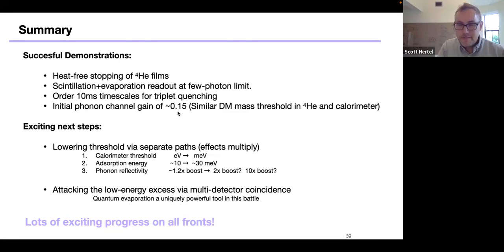Maybe I should explain this number for a minute. The phonon overall efficiency and gain is 0.15. So for every eV of energy that you put into the helium, you see 0.15 eV in the silicon. This is a combination of the evaporation efficiency, the reflection efficiency, and that gain factor onto the calorimeter surface. All those things folded together give this overall scale factor. And then we have some ideas of things to do next.